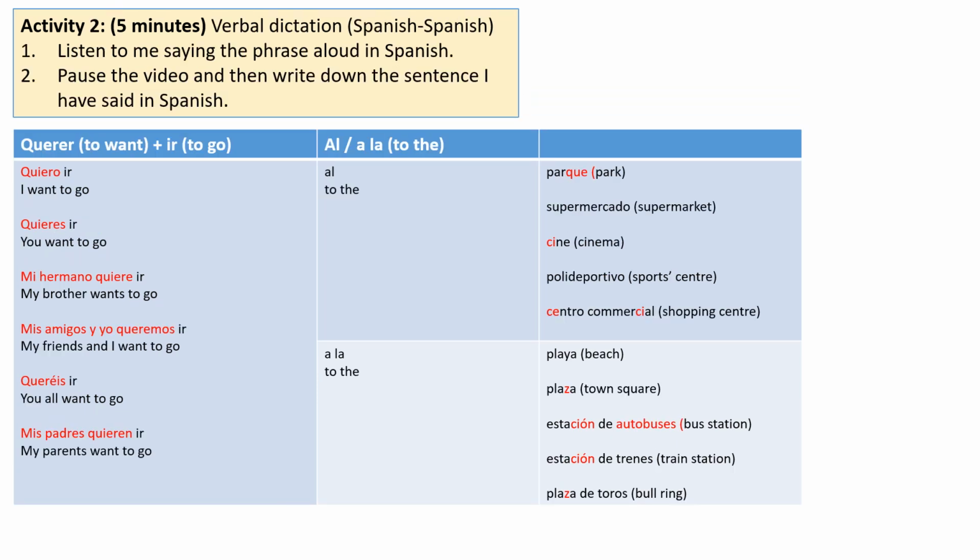Okay, we're now going to do some dictations. So I'm going to say a phrase aloud in Spanish. What I'd like you to do, when I've repeated the phrase 2 times, you can pause the video and then you're going to write down the sentence I have said in Spanish. So we've done these lots. Let's get going with the first one. Remember, I'll repeat the phrase 2 times. You're then to pause your video to write it down in Spanish.